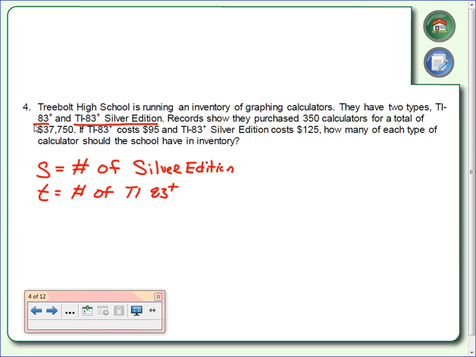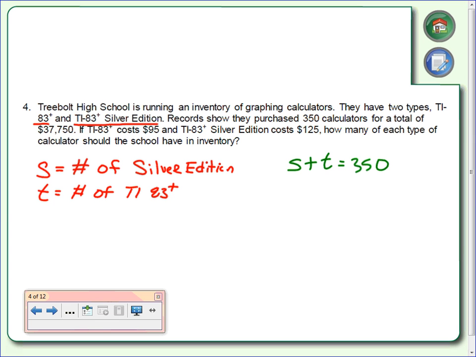So I need an equation. Guys, what does the S stand for? Silver. So it'd be the number of Silver Edition. What does the T stand for? The number of TI-83 Plus. So S plus T equals 350. There you go. Okay, now we're talking. We got S plus T equals 350. So if I take my regular TI-83 calculators and add them together with my Silver Edition calculators, all of them together should equal 350 calculators total.